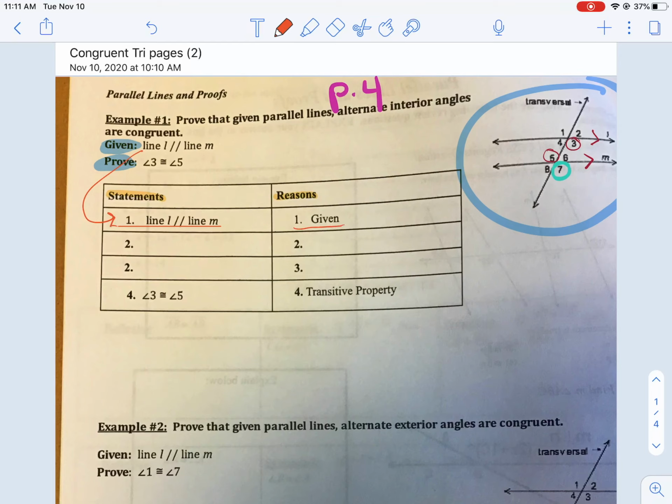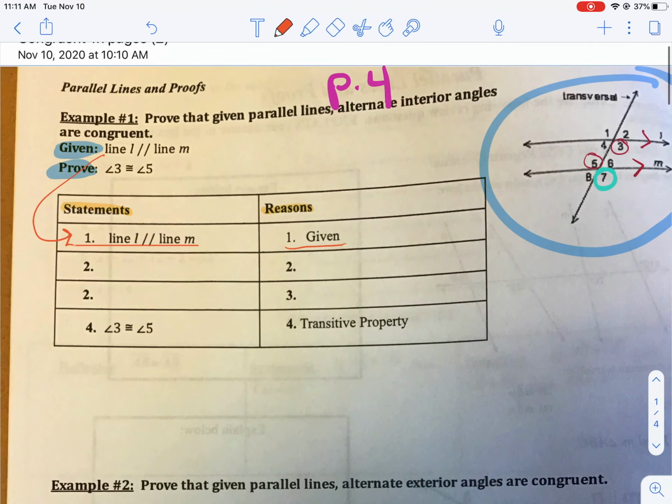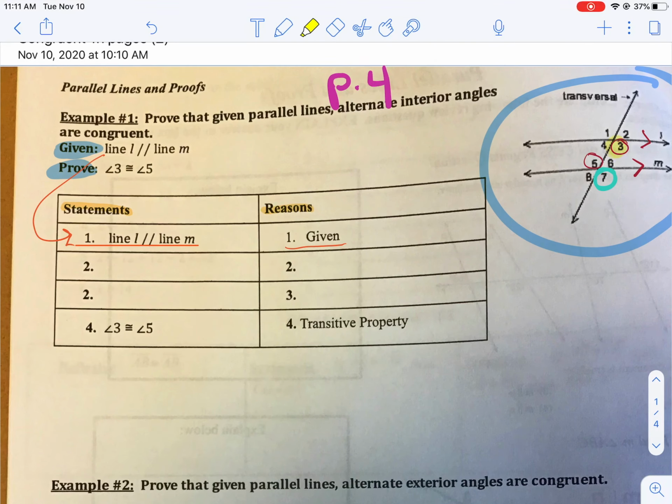So let's talk about this, and I want to just take this picture and blow it up a little bit. We want to prove that angle 3 is congruent to angle 5. How are we going to do that? Well, you can see I've already sort of laid this out. Oops, this should be a 3, guys. Sorry, you can change that in your notes.